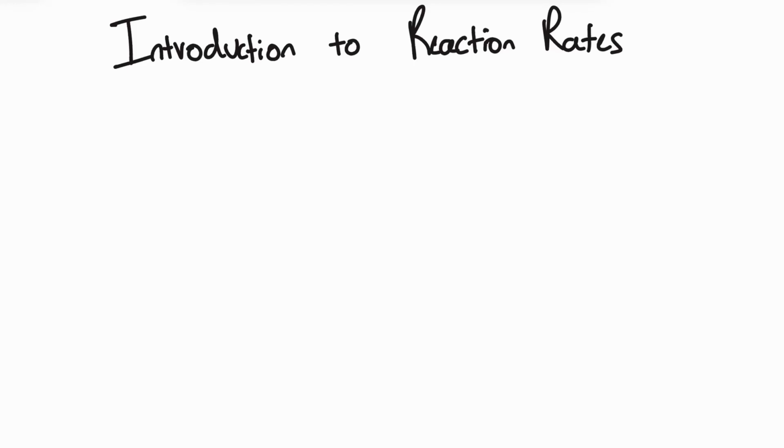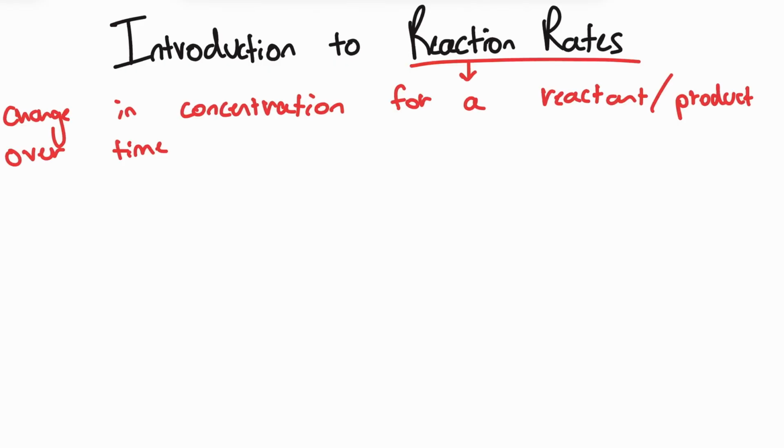In this video, we'll be exploring what reaction rates are and the factors that affect them. Starting off, let's define what a reaction rate is. Remember that in a chemical reaction, we are starting with a set amount of reactants and we're forming some products. A reaction rate describes the change in concentration for a reactant or product over time.